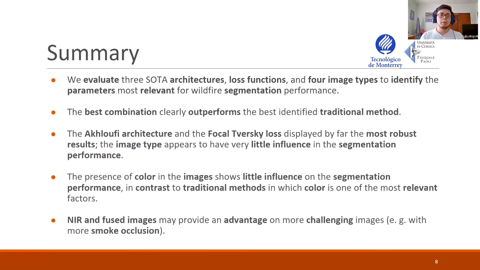So in summary, we evaluate 3 state-of-the-art architectures, loss functions, and 4 image types to identify the parameters that are most relevant for wildfire segmentation performance. So the best combination that we found clearly outperforms the best identified traditional method. We can also see that the Aglofi architecture and the focal traversal loss displayed by far the most robust results. And in contrast, the image type appears to have a very little influence in the segmentation performance.